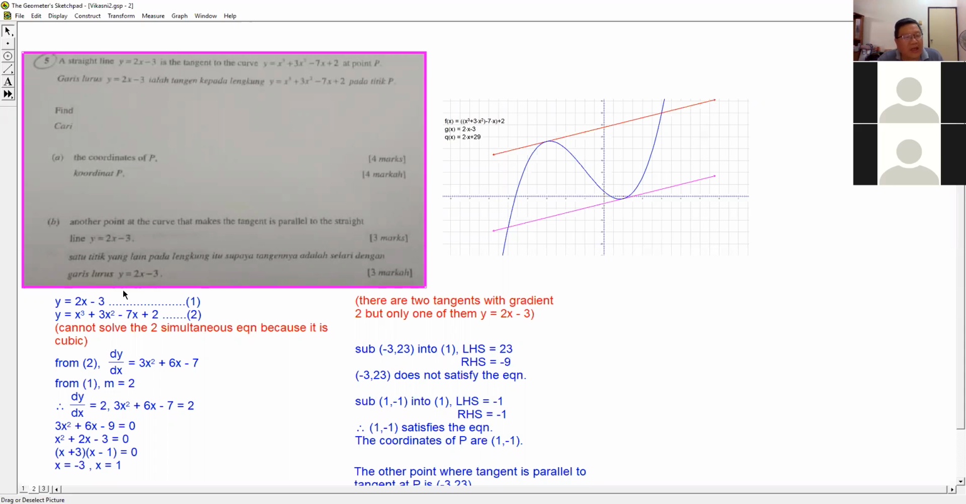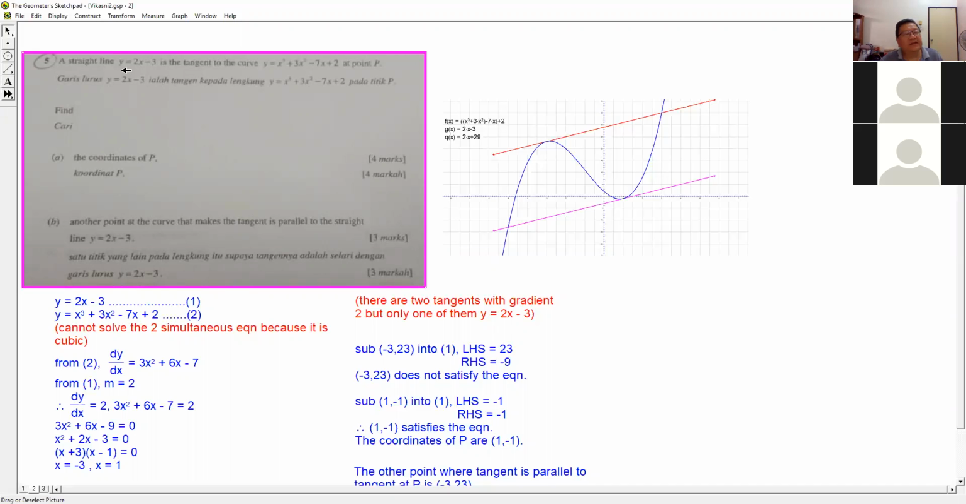But I cannot solve because it is a cubic equation. When I equate equation 1 with equation 2, I will get a cubic equation. A cubic equation, you don't know how to solve, right? So I cannot use this approach of solving simultaneous equations. So what I'm going to do is try to use the dy dx. I try to use the tangent. I try to equate the tangent.